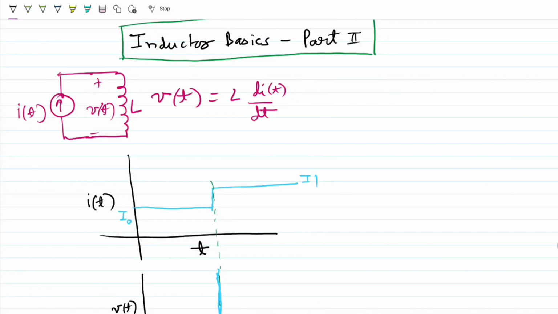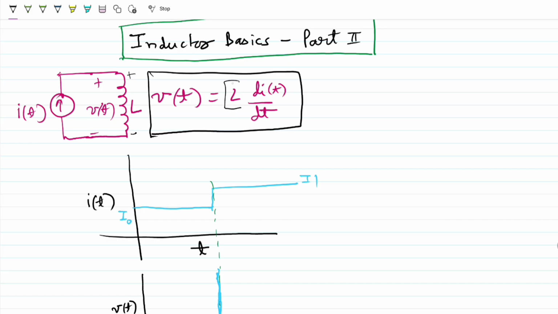We continue with the study of inductor basics, part 2. So, we have seen that the relationship between the voltage and current across an inductor is given by this relation here: V of t is equal to L into di by dt. The voltage across an inductor is proportional to the rate of change of current through it, and the constant of proportionality is what is called inductance L, and L is measured in henries.